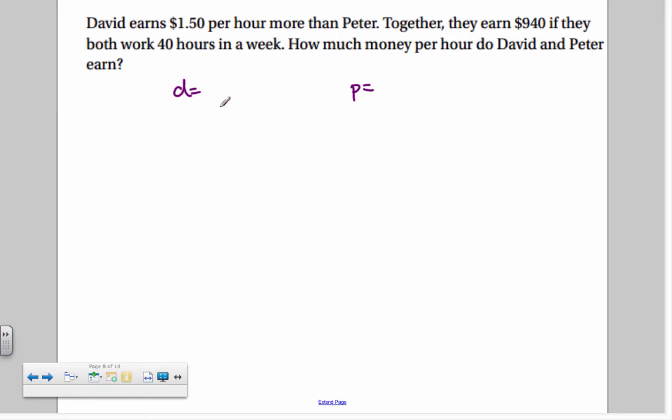D does not stand for David. D stands for David's wage, how much money he earns per hour. And P doesn't just stand for Peter, it stands for specifically Peter's wage. And these are all dollar amounts or quantities. We need them to be numerical.